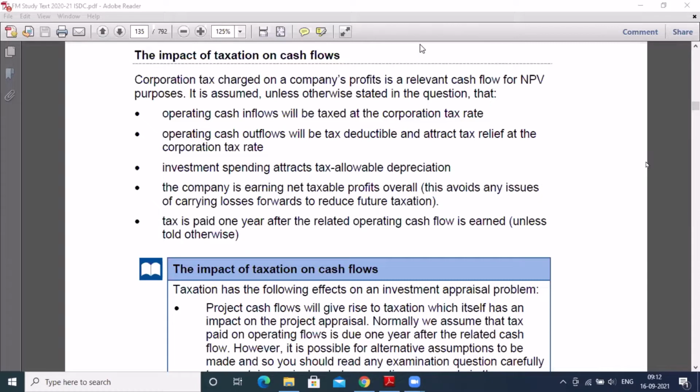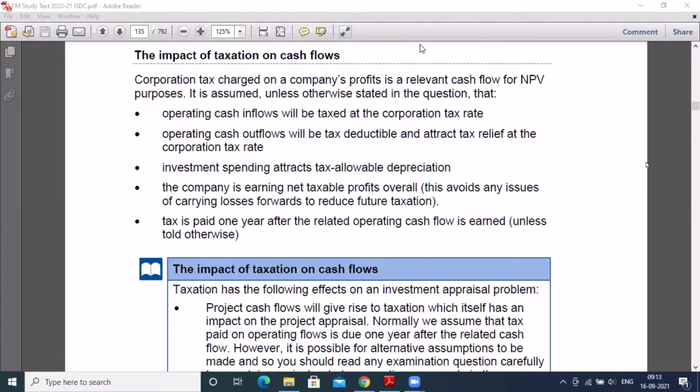I hope you might be aware that if a company gets any loss in the current year, they do not pay any tax because tax won't be calculated on the loss. And similarly, the company can carry forward these losses to future taxation. It means that suppose in future they get any profit, from that particular profit the current year loss can be deducted and on the net amount the tax will be calculated. So in order to avoid these kinds of issues, the company is assumed to earn net taxable profit overall. What I am trying to say is that the tax will be calculated on the net profit. Net profit is nothing but revenue minus deductible expenses.